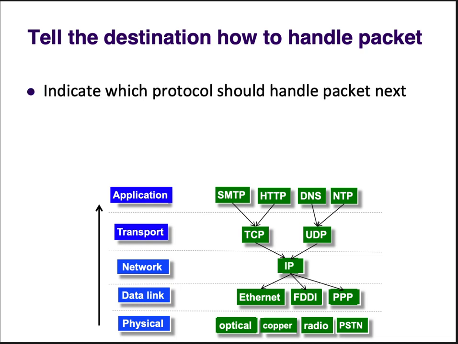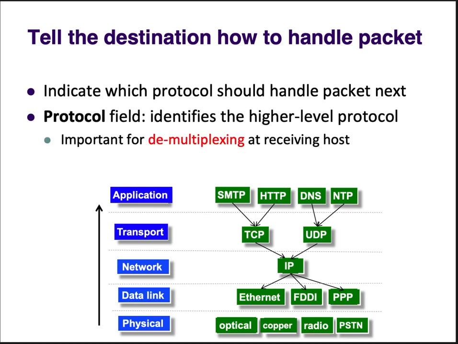Let me repeat it one more time. It indicates which protocol should handle the packet next. So it's a protocol field. Protocols are given a unique number by, again, the numbering agency IANA, just like IP addresses and AS numbers. Different protocols will have a well-known protocol value, and your protocol field is going to carry that protocol value. This is used at the receiving end to demultiplex where the packet should go next. Question?